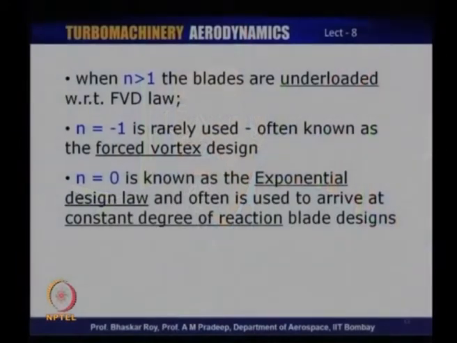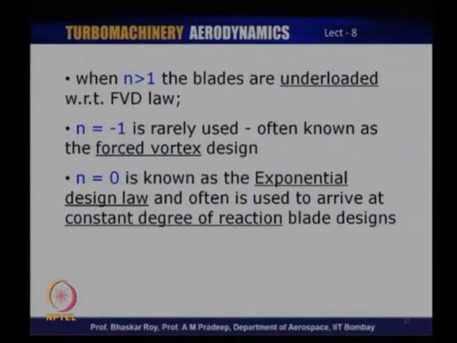The tips are underloaded, and as a result it is expected that the tip flow would be less strong, because the strength of the tip flow is dependent on the blade loading at the tip. If you are underloading, the flow across the tip would be of a lower strength. The tip flow vortex will be of lower strength, and hence the blade will hopefully be of higher efficiency and hopefully of better stall characteristics. So, these are the thoughts that are put together in using values of n less than 1 and more than 1.